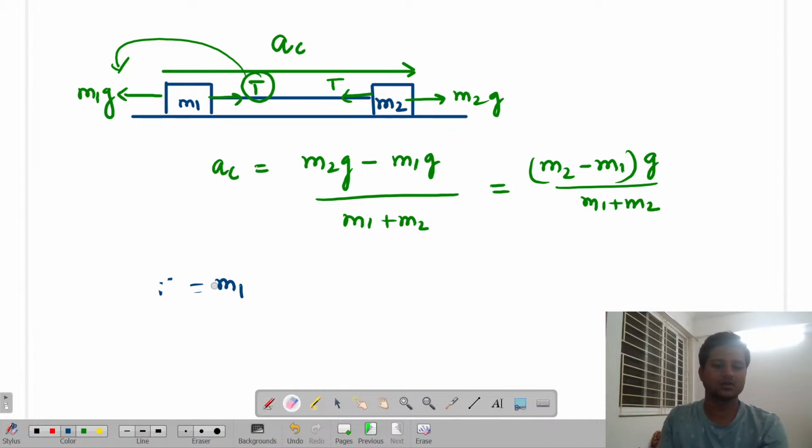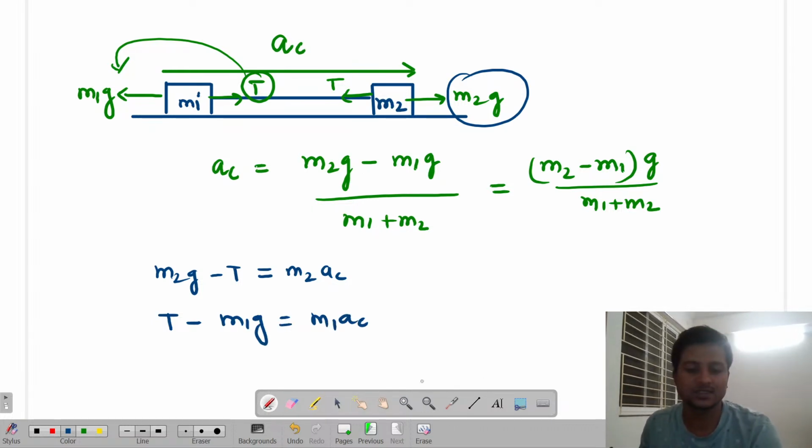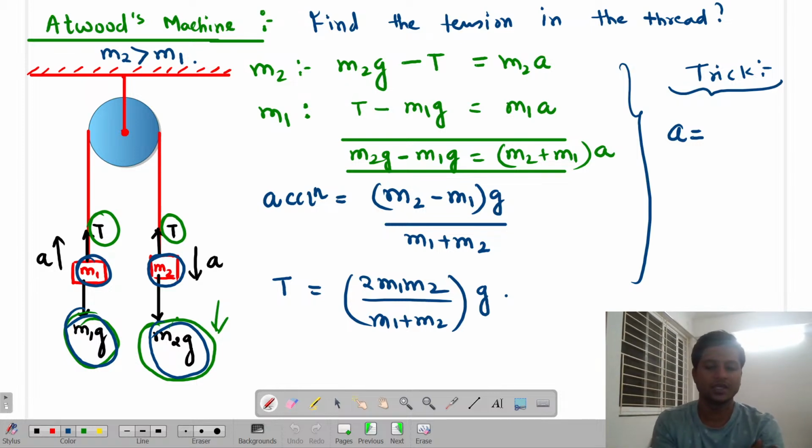Oh, sorry, one minute. You will have to write the equation. So here you can write the equation for this: M2G minus tension T is equal to M2 into common acceleration AC. And similarly for M1, if I want to write the equation, what will I get? Tension T minus M1G is equal to M1 into common acceleration AC. And you will get the answers. So basically you can say that acceleration is nothing but pulling force minus opposing force divided by total mass.